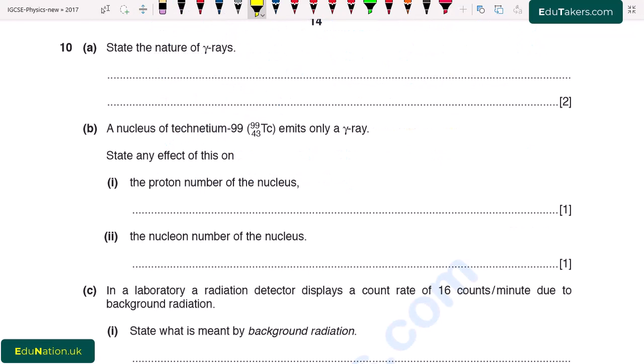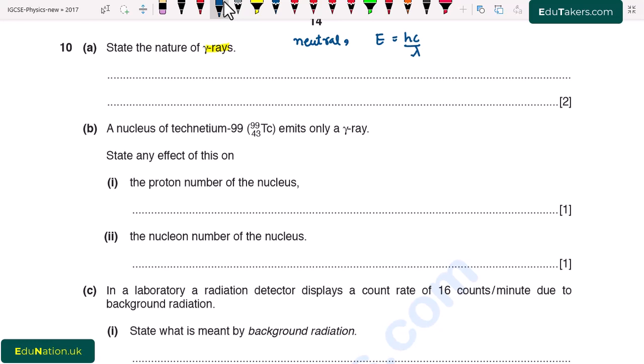Question number 10, part A. State the nature of gamma rays. Here we have to describe the nature of gamma rays. So first of all, gamma rays are neutral. They don't have any charge and these rays are just like electromagnetic rays. These are very energetic rays. The energy is very high and the wavelength shorter, because energy and wavelength are inversely proportional to each other according to this relation. So when the gamma rays have high energy, the wavelength will be shorter.